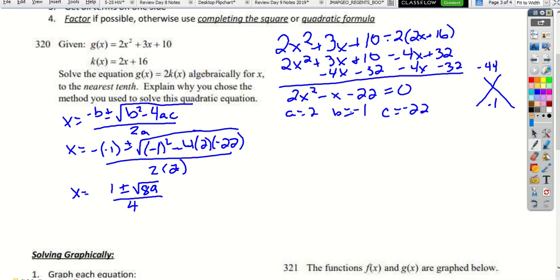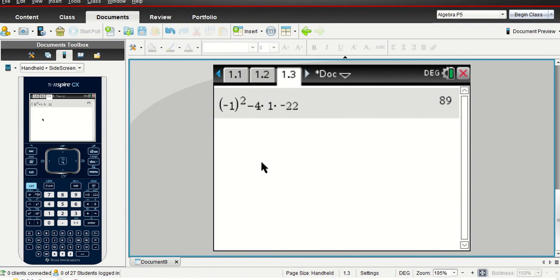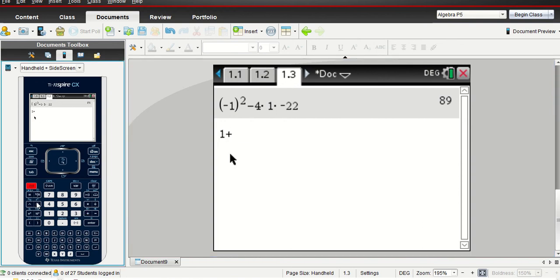And now we're going to pull up our two separate solutions. So the first solution is x is equal to 1 plus the square root of 89 over 4, which equals, and then I'm going to drop that in, 1 plus the square root of 89. I'm going to hit parentheses here. Control divide, because I want to get that fraction bar, over 4. And I get 2.6085, okay? 2.6085.